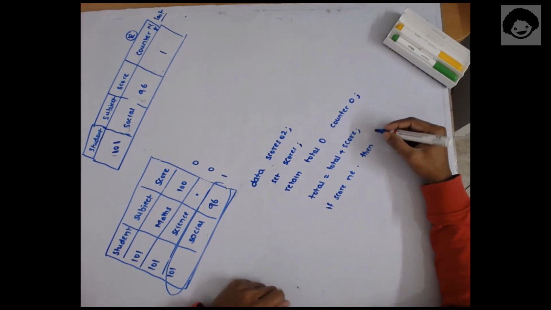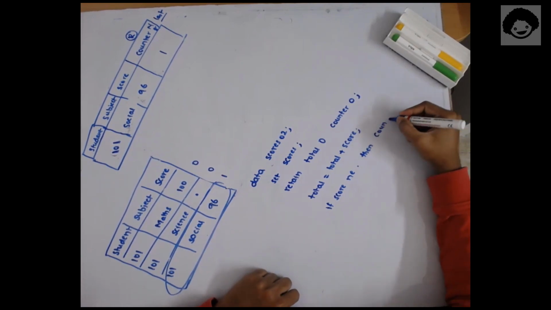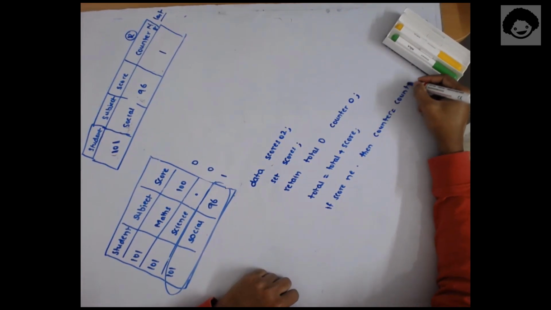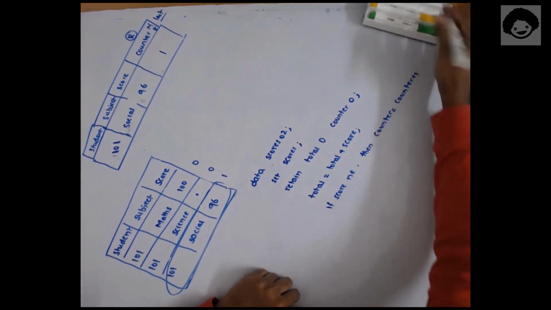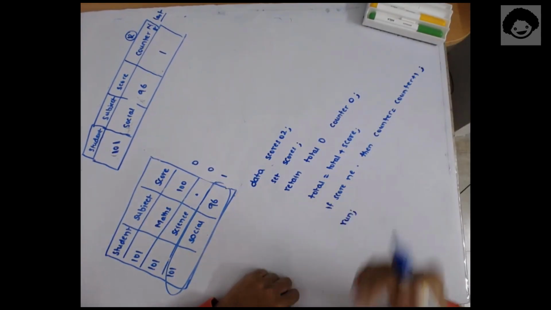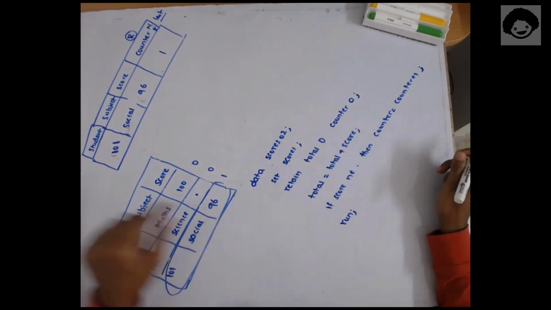Okay, there is a problem with this statement. I'll tell you what's going to happen. If score not equal to missing, then counter is equal to counter plus 1. Run. Okay, let's see how SAS processes this.